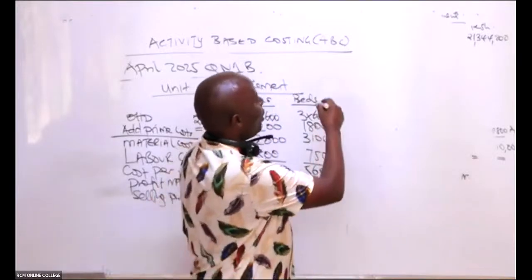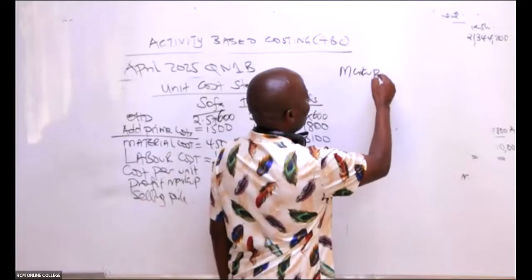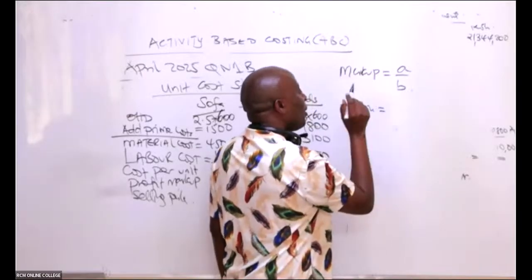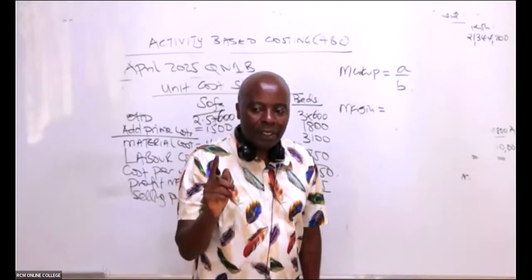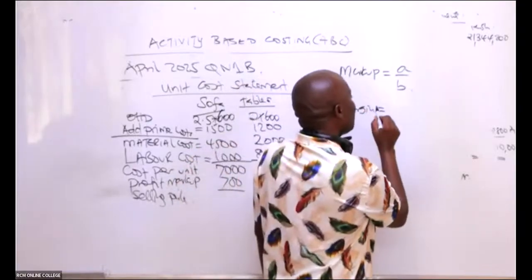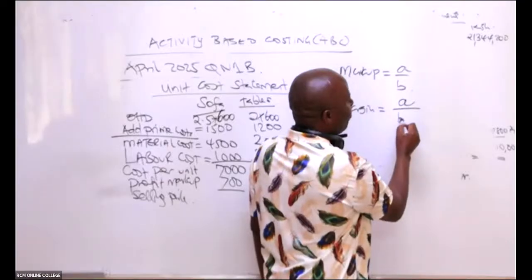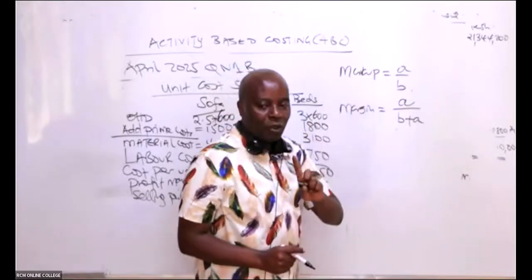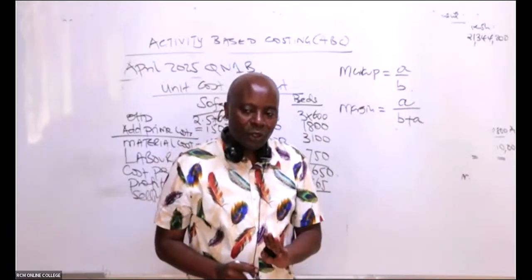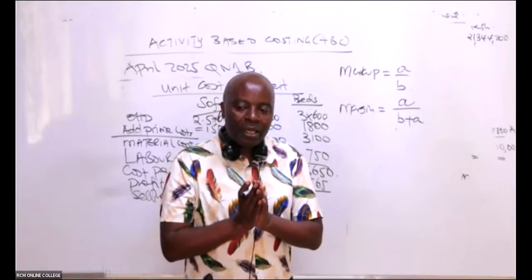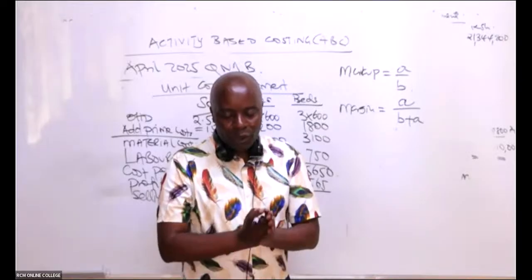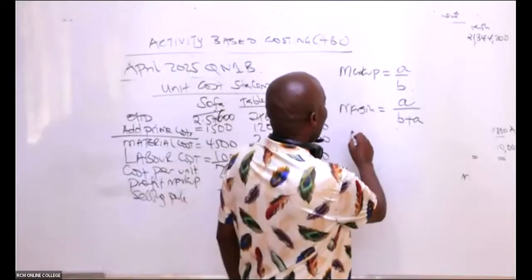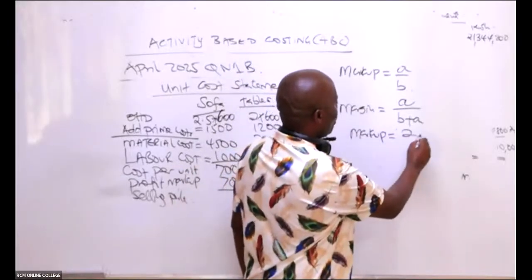Please listen. Whenever you are given markup as A over B, and you want to get margin, margin has a bigger base. So anytime you want to get margin, you should talk of A over B plus A. The upper part will always be the same regardless of whether you're talking of markup or margin. But margin always has a bigger base. So whenever you're going to the margin, always increase the base.